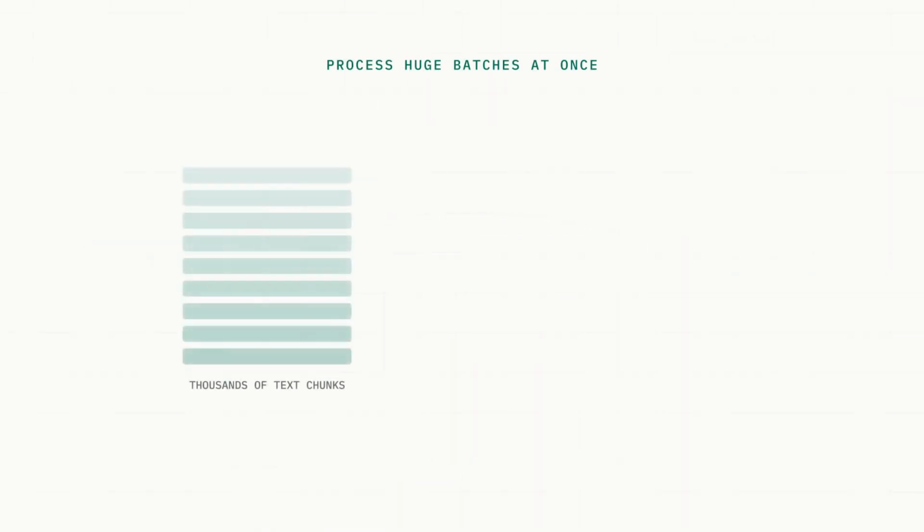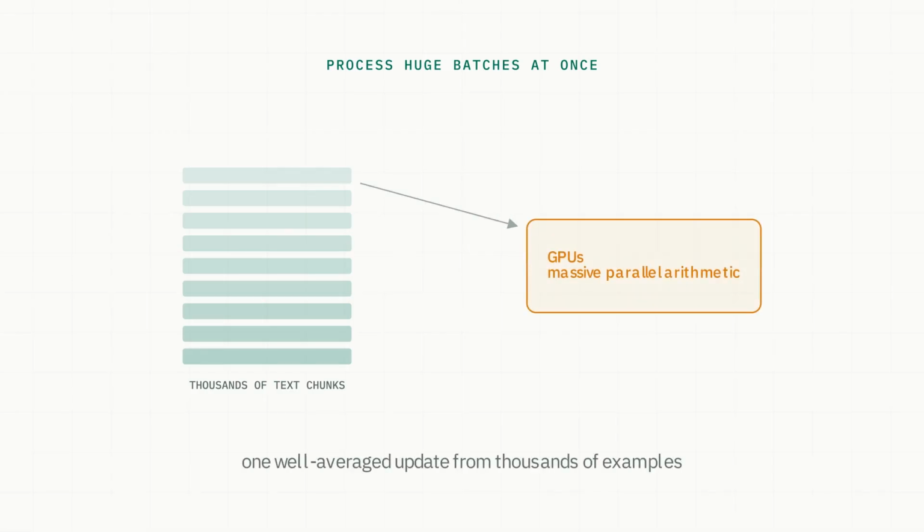First, we don't feed the model one sentence at a time. That would be hopelessly slow. Instead, we process huge batches, thousands and thousands of chunks of text simultaneously, computing the loss and the gradients across all of them at once before making a single, well-averaged update. This is why the hardware matters so much. Modern chips, the ones you hear called GPUs, are built precisely to do this kind of massive, parallel arithmetic.